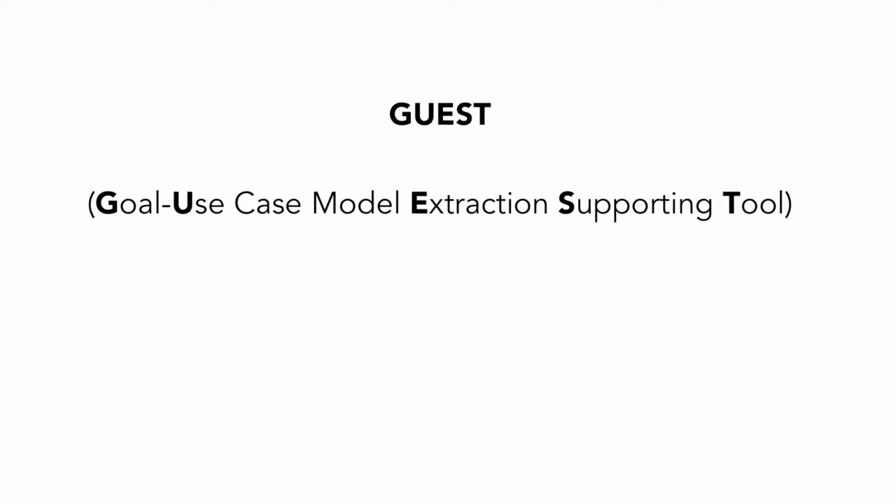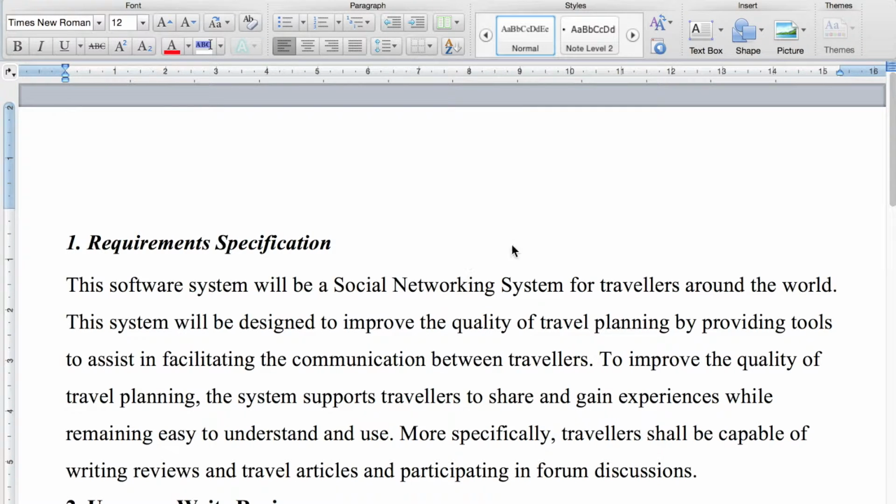In this video, we demonstrate the use of our tool GETS to extract goal and use case integrated models from natural language-based requirements documents. First of all, we will have a look through a partial requirements document used in this demonstration. This document contains some requirement specification of a traveler social networking system.